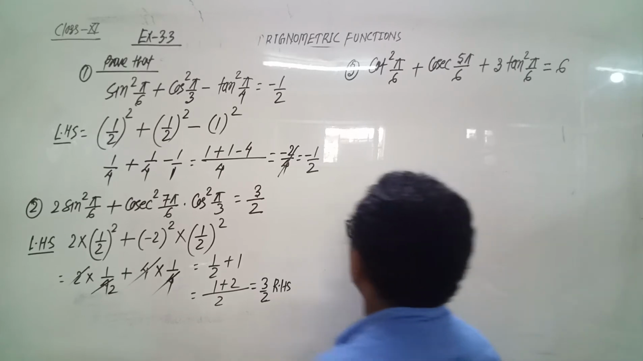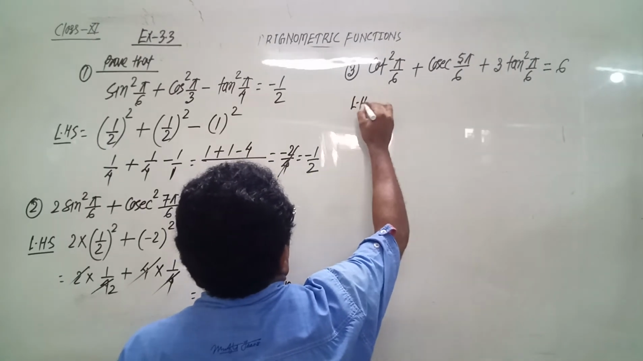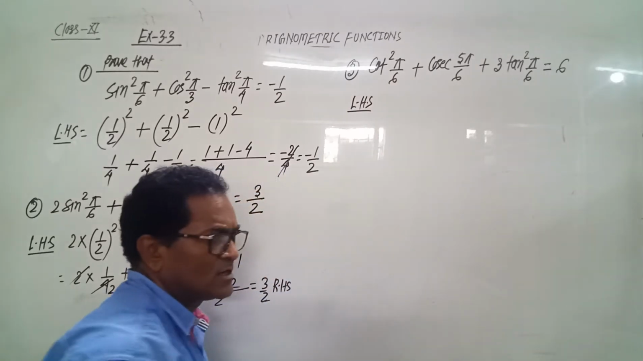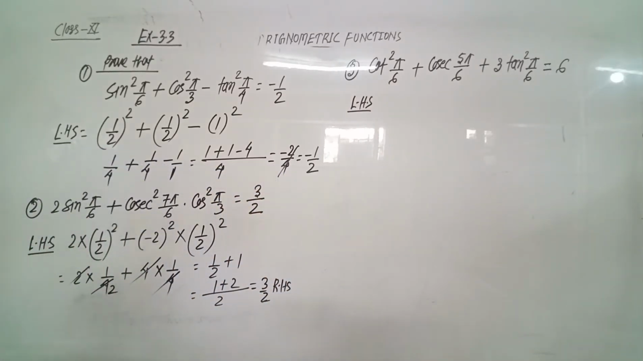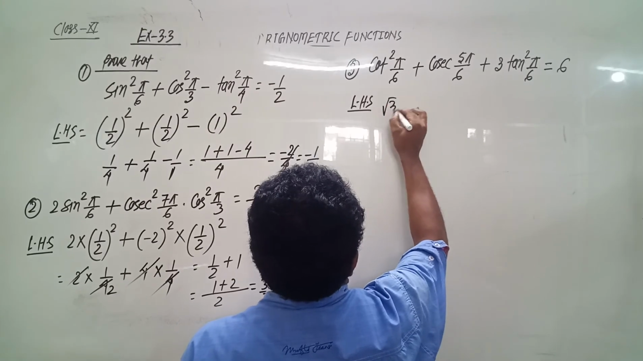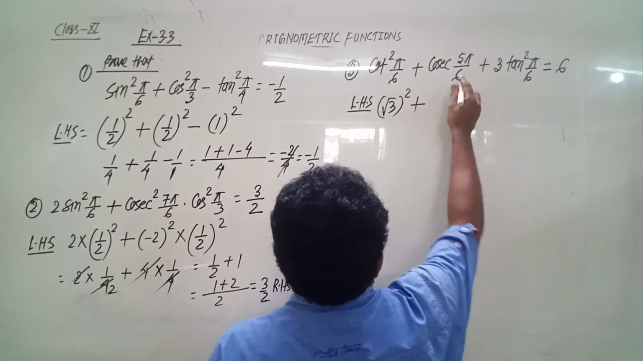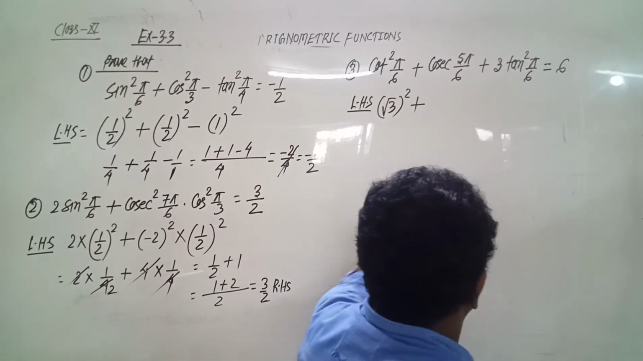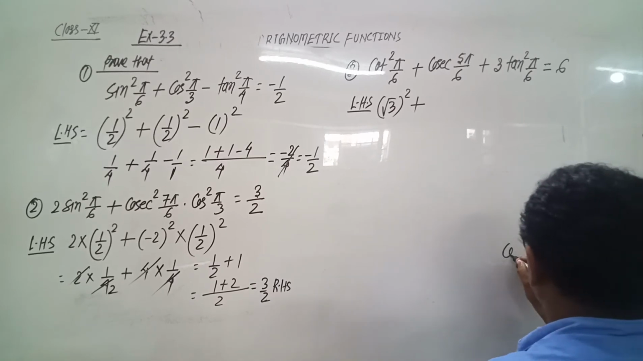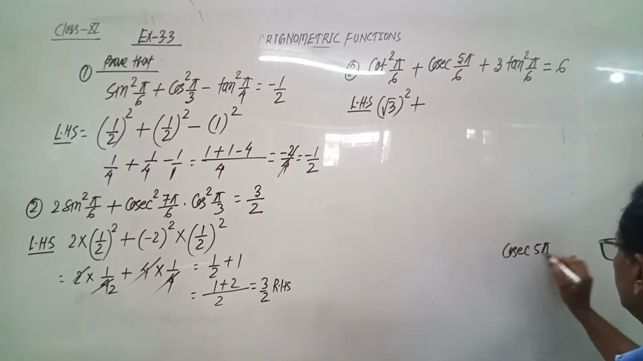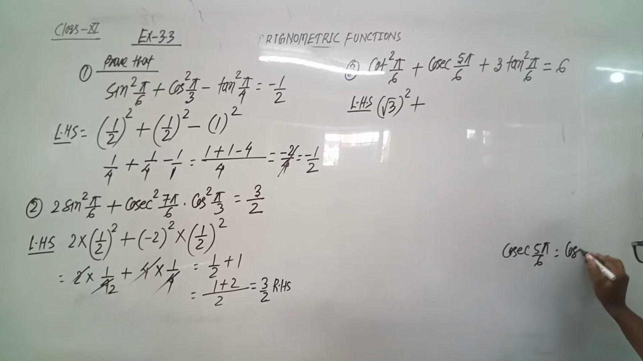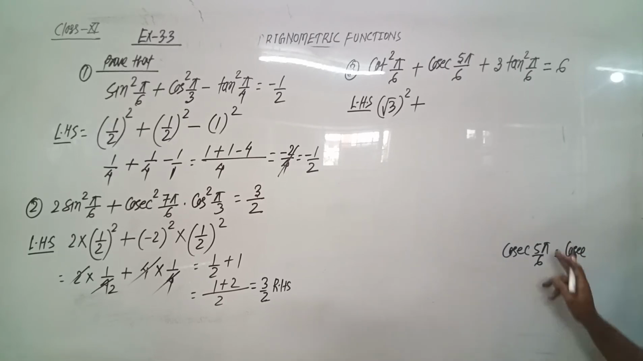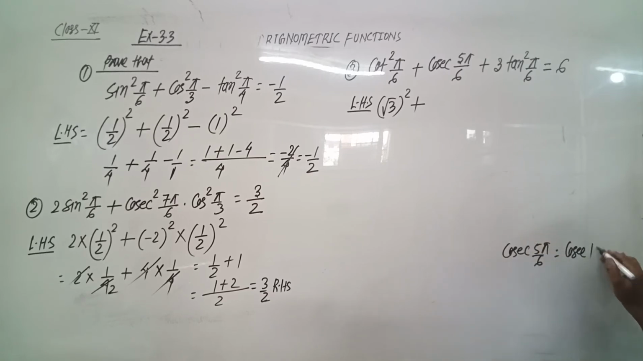So again we solve LHS. Cot pi by 6 means cot 30 degree, and the value of tan 30 degree is 1 by root 3, so cot 30 will be root 3. So root 3 the whole square. Then cosec 5 pi by 6: 5 pi by 6 is written as 180 by 6, which is 30, 30 into 5 is 150.